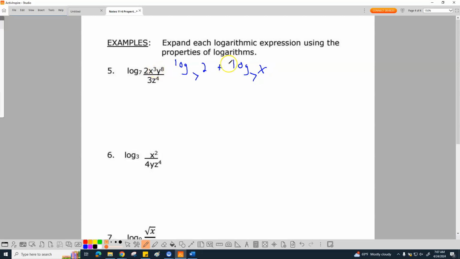But do you see that exponent? I'm going to skip a step and I'm going to throw it right there. And then I have this plus log base 7 y, but you see that exponent 8? I'm going to go ahead and plug it in right there. And then I have this stuff.